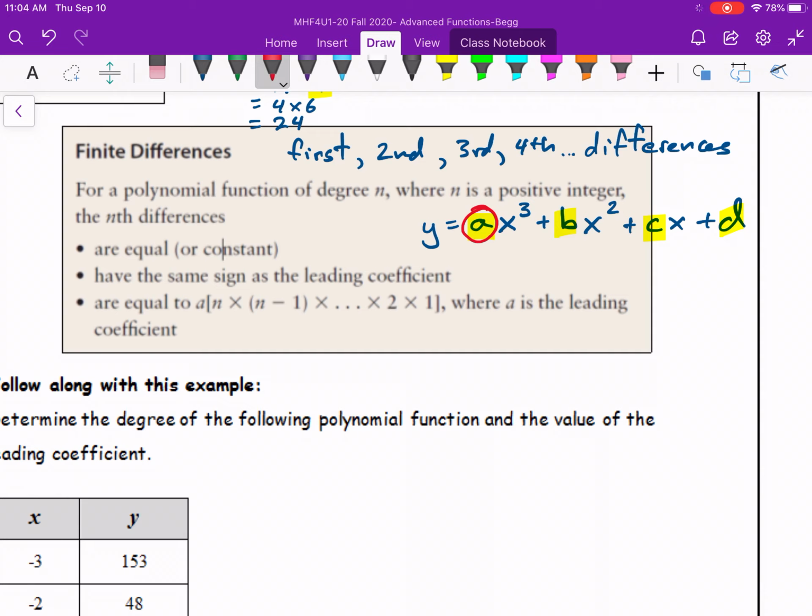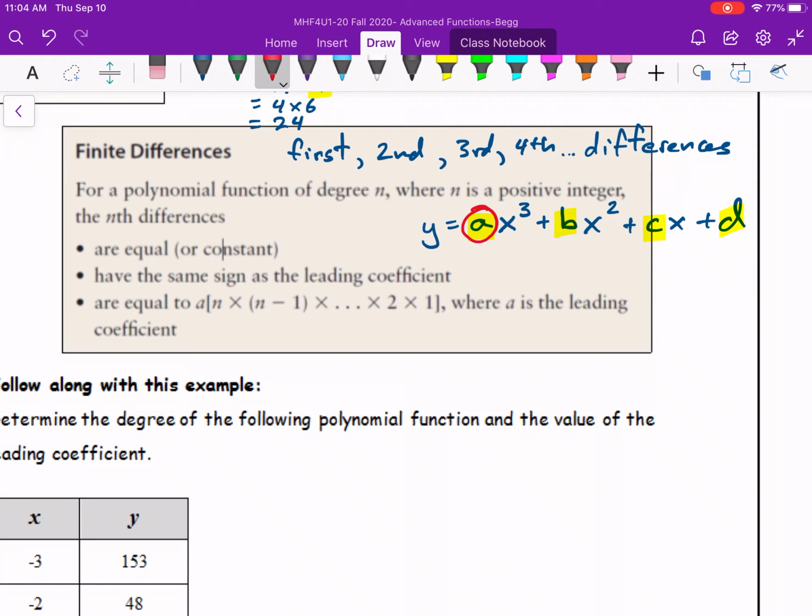Think again of parabolas. The number that comes first when things are in standard form tells us whether it opens up or down. So it's important to know about the sign of the leading coefficient. So for this cubic one that I've just laid out for us here, the sign of what I've called A is going to tell us some stuff about our graph.